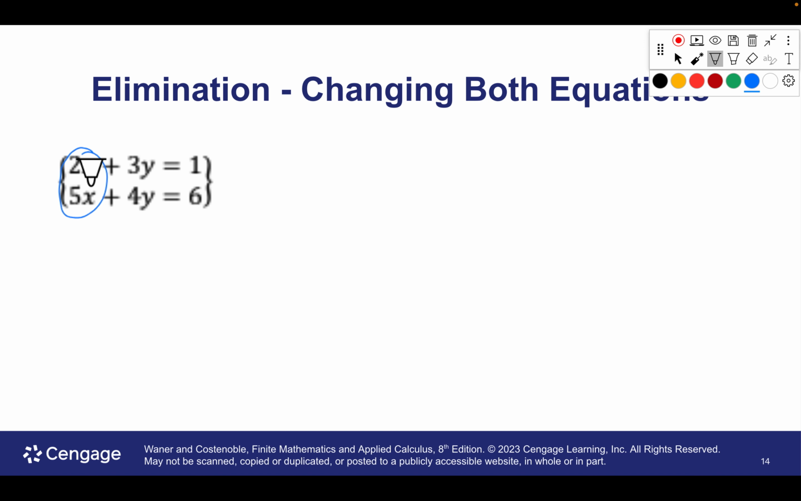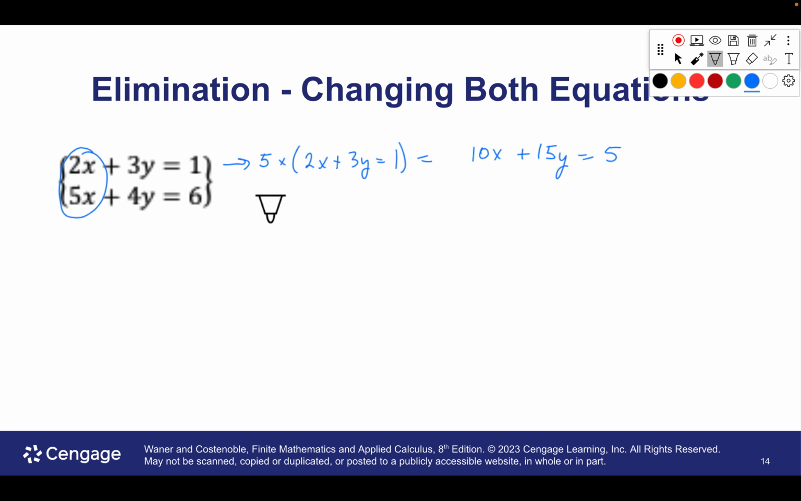the coefficient to be the same number but the opposite sign. 2 and 5, I can't change 2 directly into 5 unless I use a decimal value. I can't change the 5 directly into a 2 unless I, again, use maybe a fraction. But I could change them both into 10, right? 2 times 5 is 10, 5 times 2 is 10. So what I'm going to do is take each equation. This one I'm going to multiply by, not 2, I'm going to multiply it by 5. I'll get 10x plus 15y equals 5.